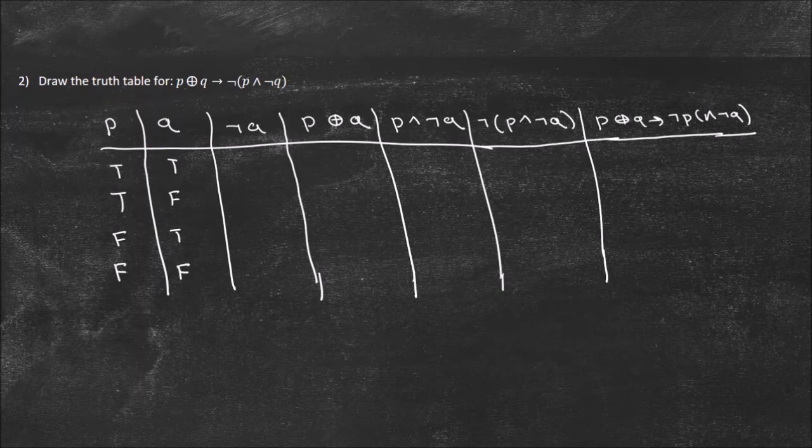Okay, so not Q. Well, if Q is true, not Q is false. If Q is false, not Q is true. And so just, again, as always, negation has the opposite truth value.